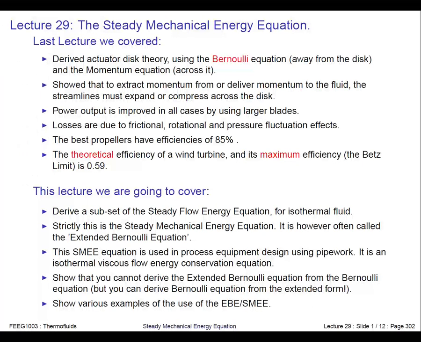So today we're going to look at a subset of the steady flow energy equation. It's called the steady mechanical energy equation. Effectively, this is the steady flow energy equation without the temperature. But what it does include is viscous effects, because this is included in the steady flow energy equation. We didn't neglect it. And we use this equation to look at the pressure drop characteristics of pipe networks.